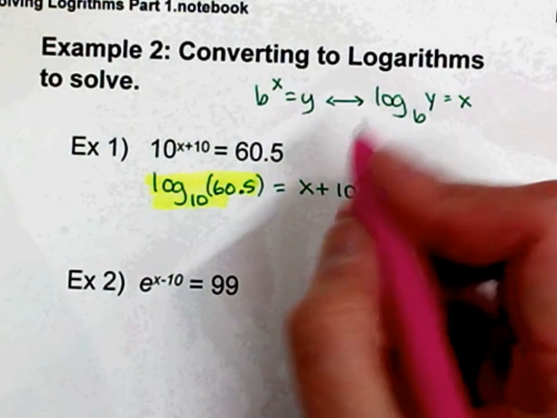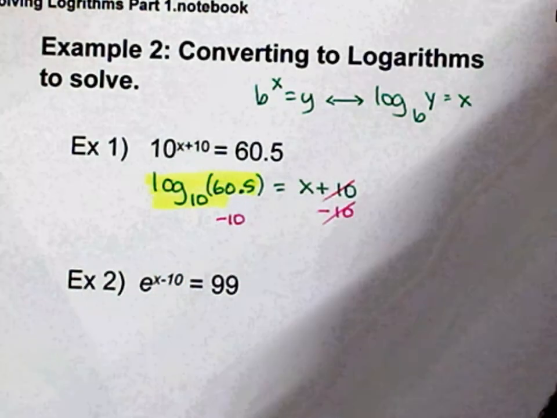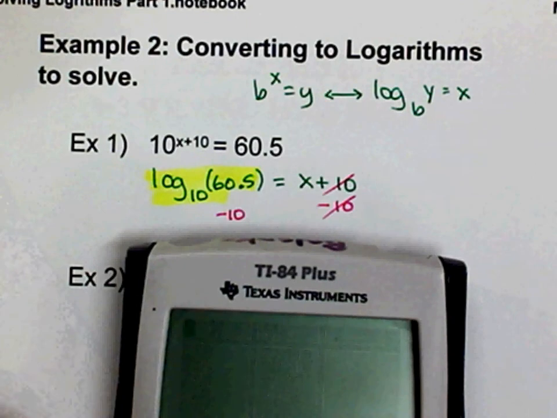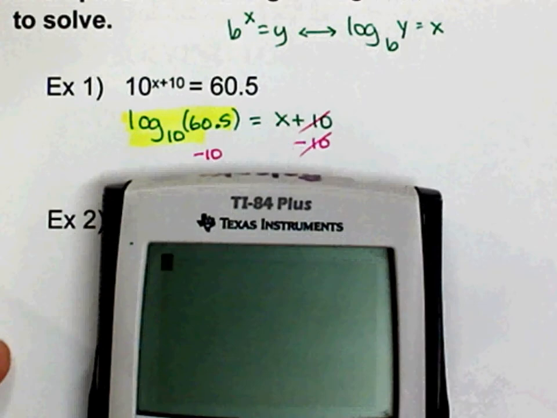Minus 10, minus 10. Okay? Watch how I type it. You guys ready? Let me get out of that. Let's go ahead and clear this calculator. Perfect. Okay. The button for log is right here.